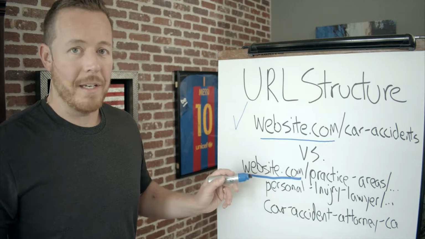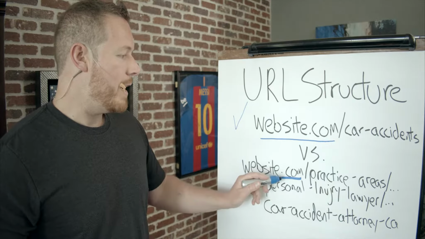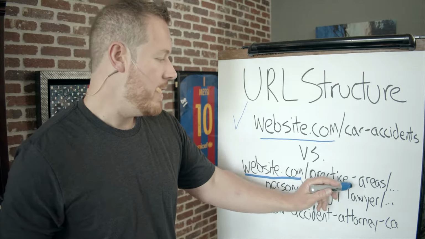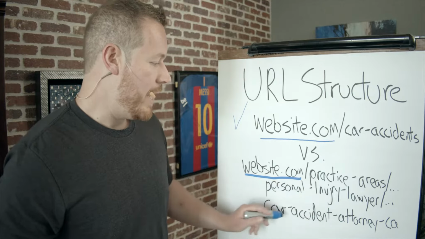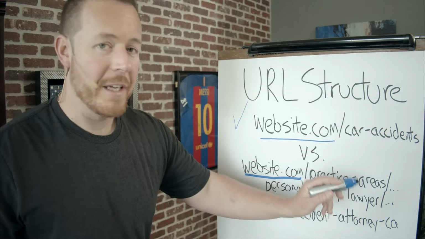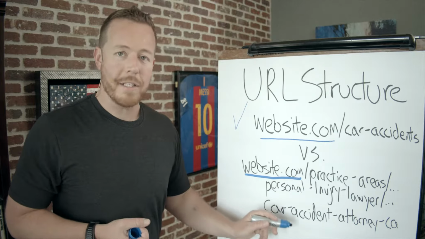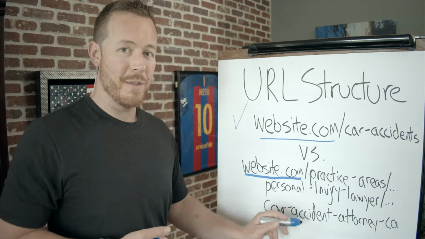And the client that I had yesterday, this is what his website looked like. It was website.com/practice-areas/personal injury lawyer/car accident attorney CA. Now, he's a car accident attorney. So his car accident page is a very important page for his website.